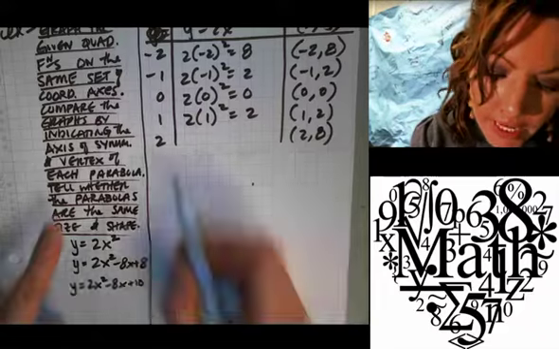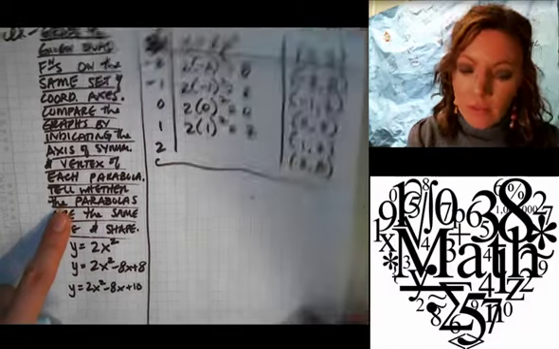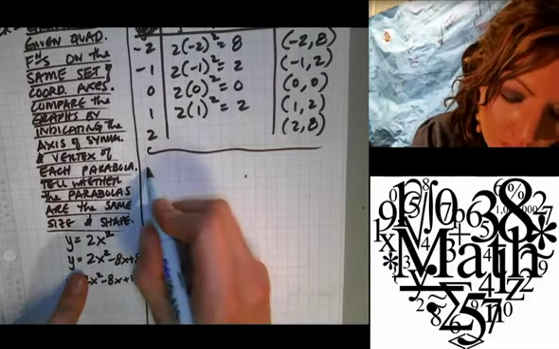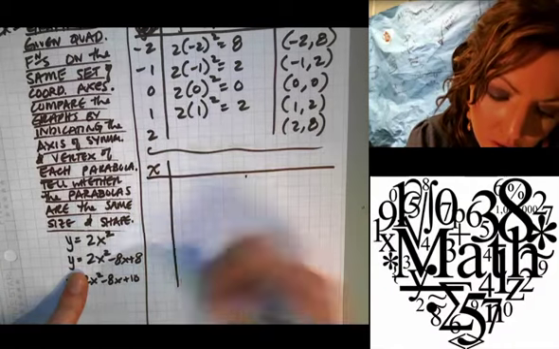Then we have a table for the second one. y equals 2x squared minus 8x plus 8.